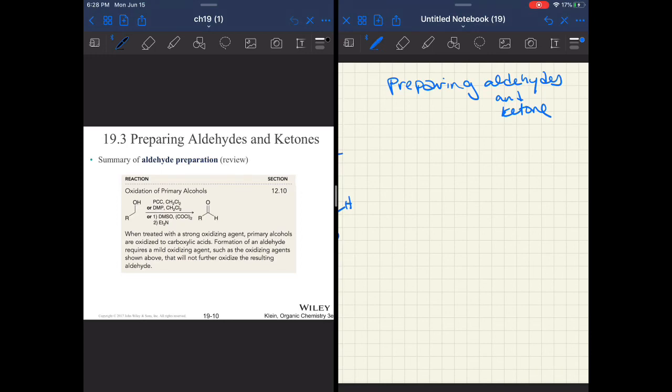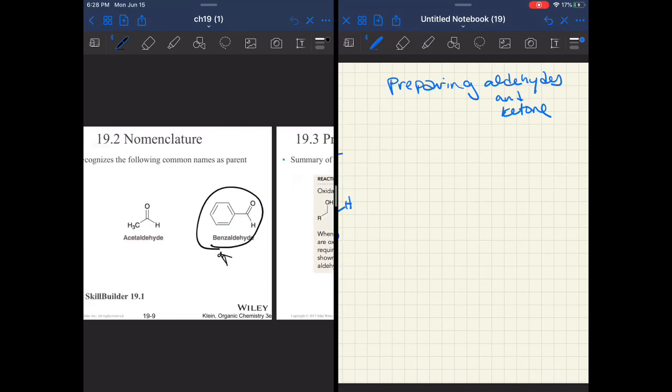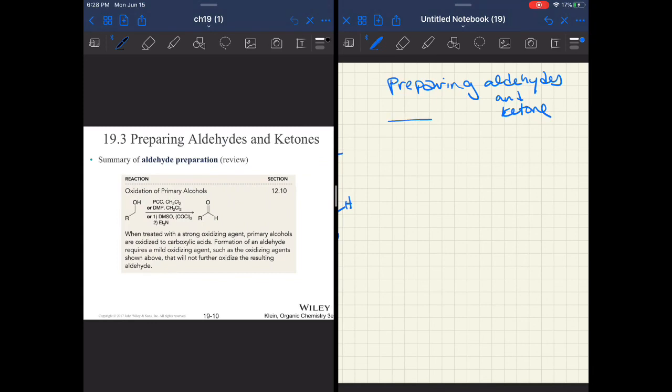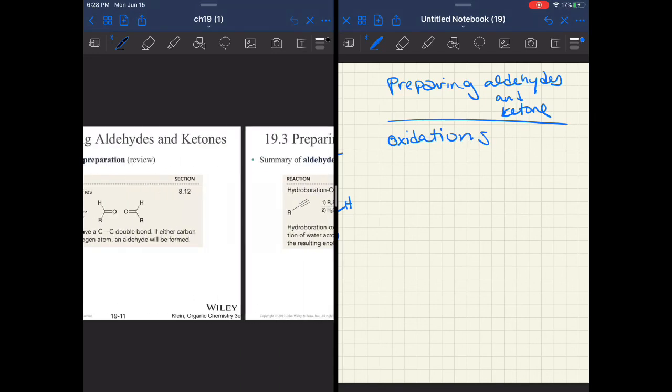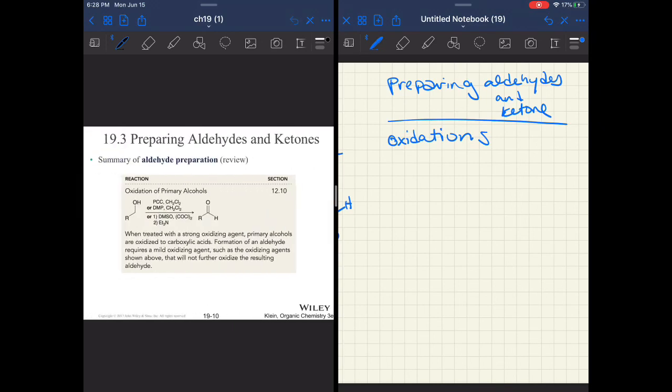So the first one, here we go. We're going to go through the oxidations. So I think the slides do aldehydes first and then ketones. I'm going to group them a little bit differently. You group them however you like. All right, so I'm going to do aldehydes and then ketones this way.